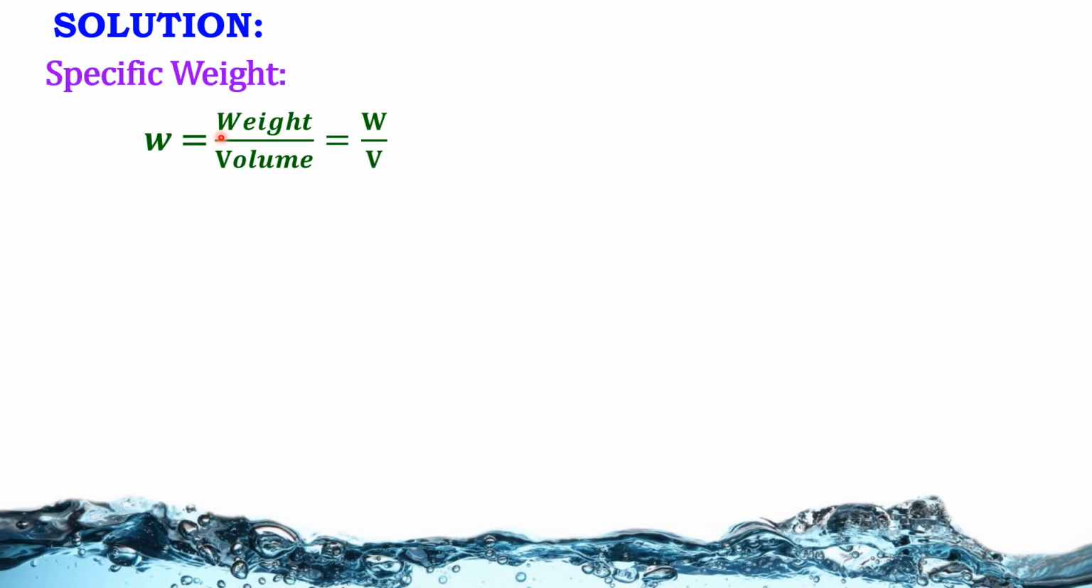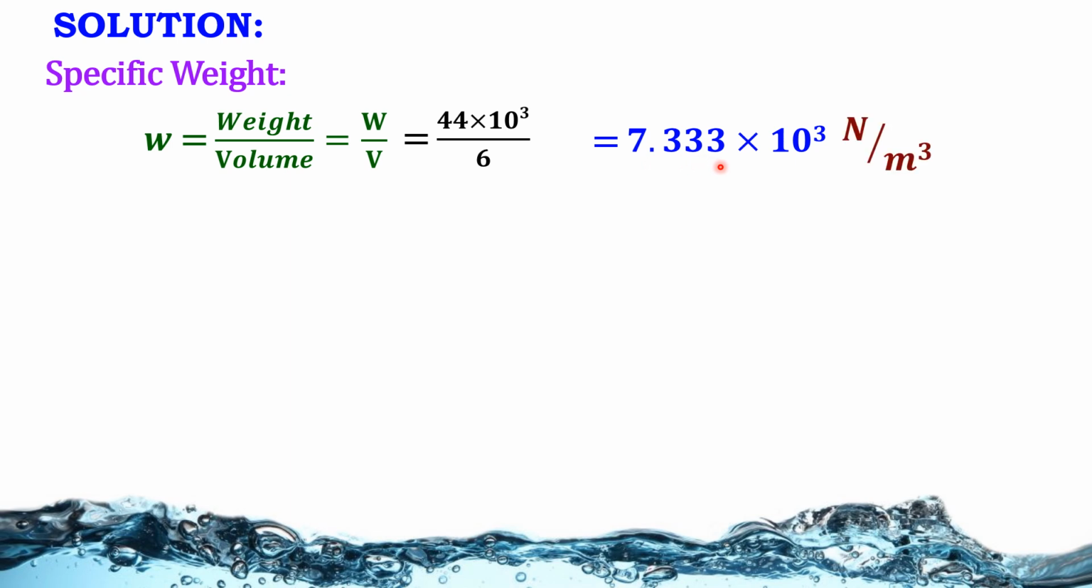Solution. We are going to first calculate the specific weight of the liquid. Specific weight is weight by volume. It is equal to W by V. We know that W is given in the problem as 44 into 10 to the power 3 Newton and volume is 6 meter cube. On substitution, we get small w as 7.33 into 10 to the power 3 Newton per meter cube.